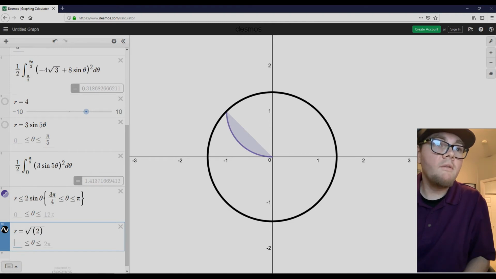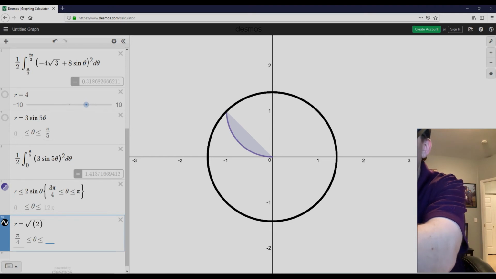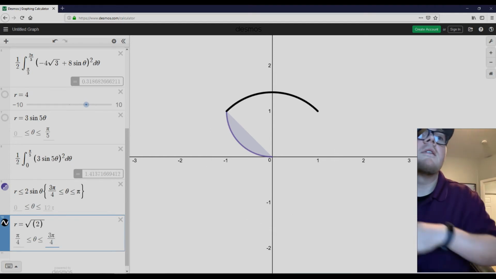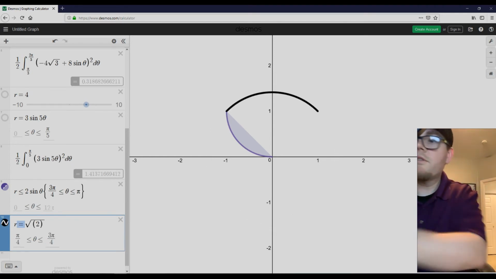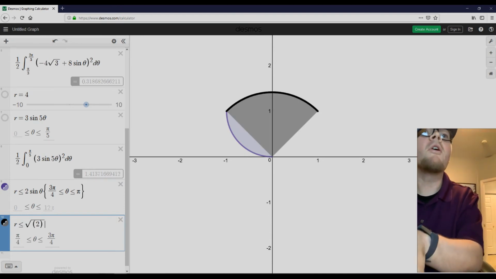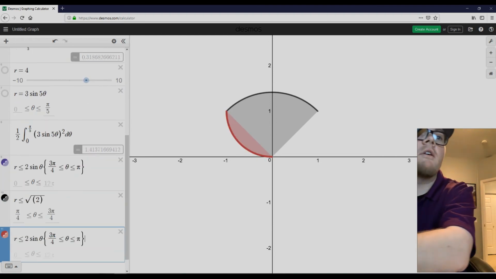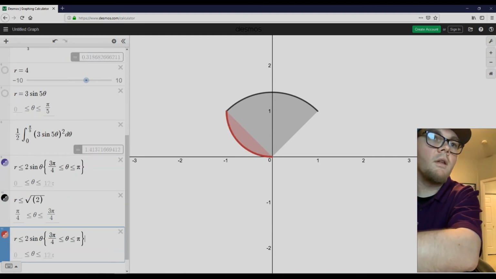And just for the sake of argument, let's see if this one does go from pi over 4 to 3 pi over 4. And let's do the less than or equal to. Let's confirm that this is actually doing what we wanted. Look at that. There it is. It's a perfect rendition of what we're looking for. Things are finally starting to look up. I'm not nervous for the first time in a while. This feels really, really good.